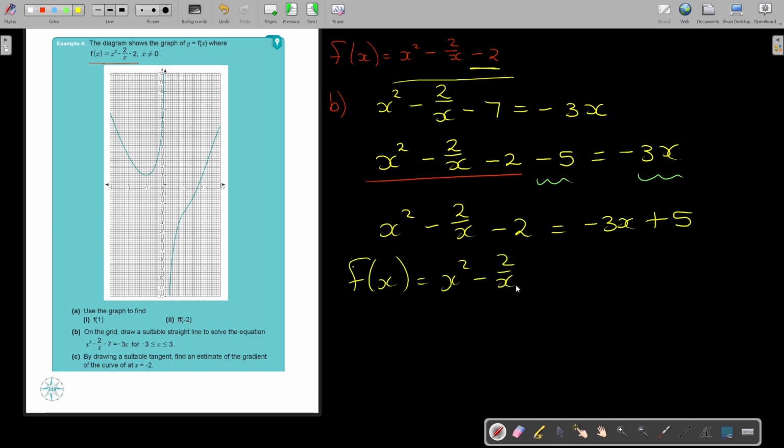That's my original. Did you see how I break it down? And there is my other one. And my other one then, I just want to clean this. My other one is negative 3x plus 5. Okay, but let's first go. So on the graph, draw a suitable straight line to solve the equation.